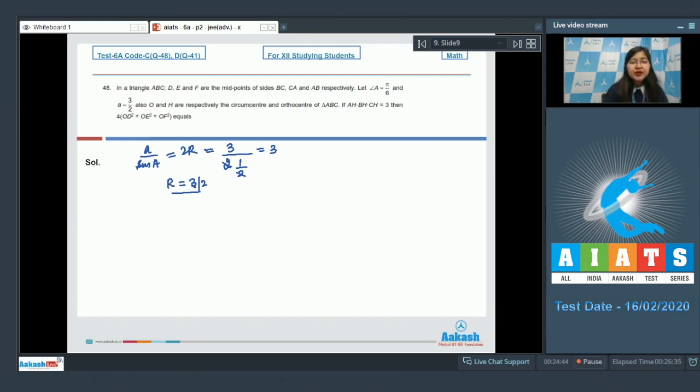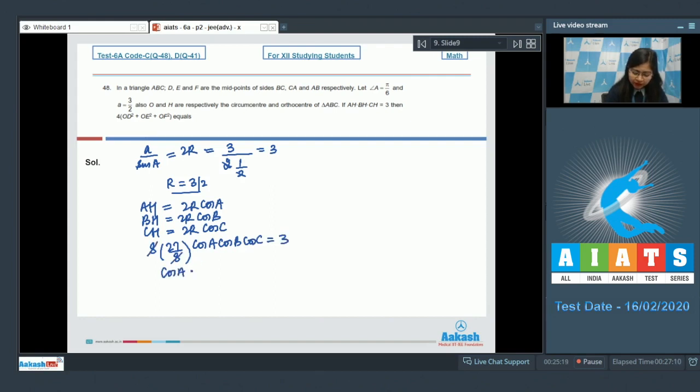Now, AH into BH into CH is given. Now we know that AH is equal to 2R cos A. Similarly, BH is equal to 2R cos B and CH is equal to 2R cos C. So we are given the product of these three, that is 8 into R cube, that is 27 by 8 into cos A cos B cos C is equal to 3. So this is cancelled. So we have from here cos A into cos B into cos C is equal to 3 by 27, that is 1 by 9.